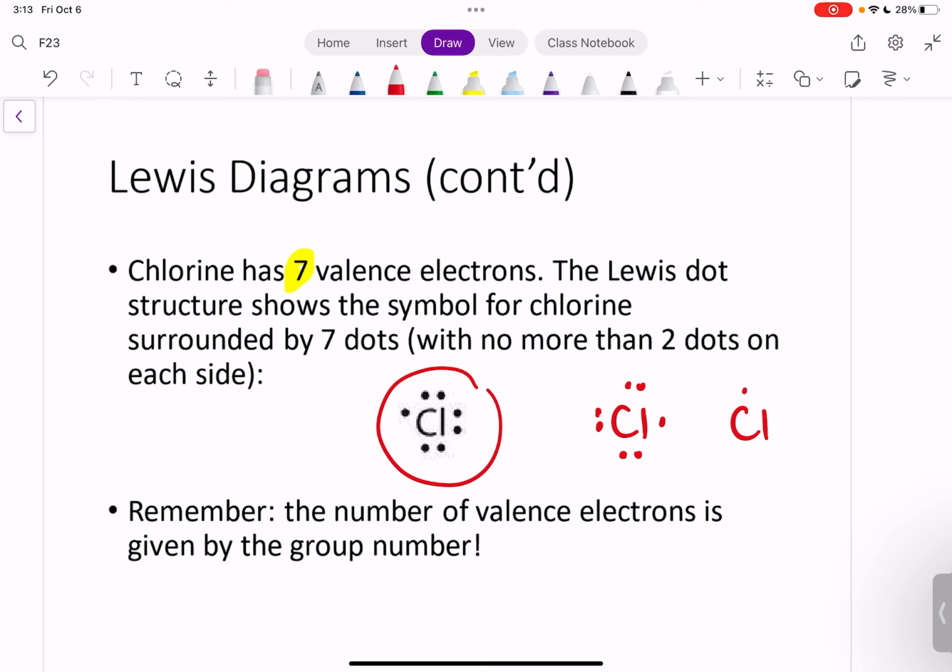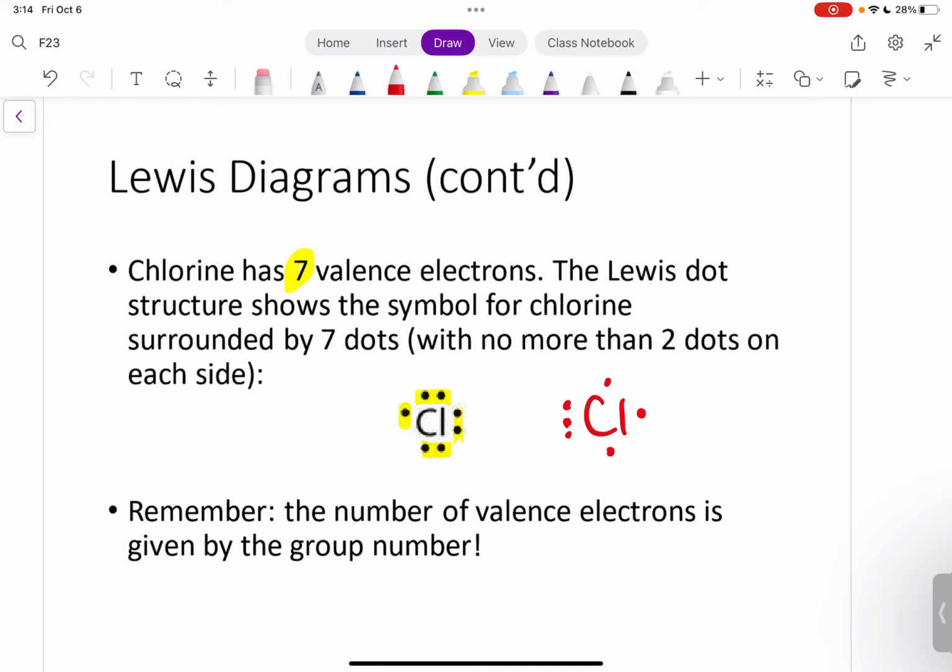You could have drawn it like this. You know, there's lots of different ways you could have drawn it. As long as you have 7 electrons around your chlorine, that's good. Also, what you do want to notice is that when we're drawing these electrons, we have them in pairs or alone, okay? You're never going to want to have something like this.